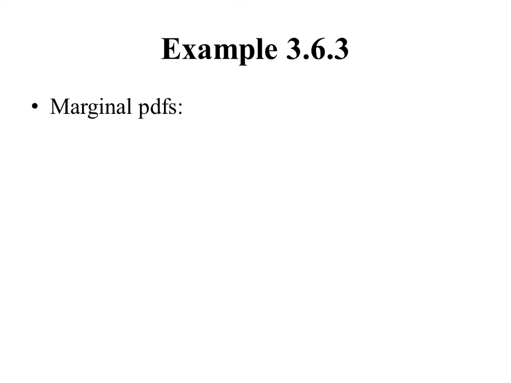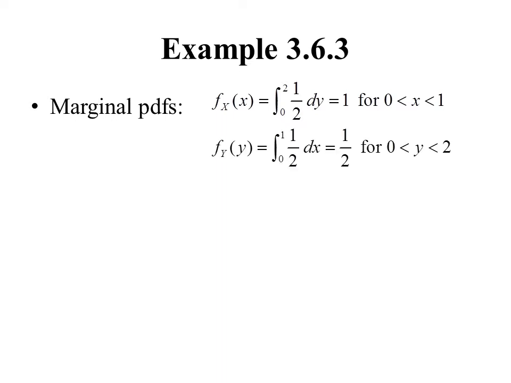Now next let's find the marginal PDFs. The marginal PDF of X, the definition says, we're going to integrate our joint PDF over all values of y. So integrate with respect to y. Y goes from 0 to 2, and then that's just equal to 1. Likewise, the marginal PDF of Y, we're going to integrate with respect to x over all values of x, which is 0 to 1, and there's our marginal PDF.